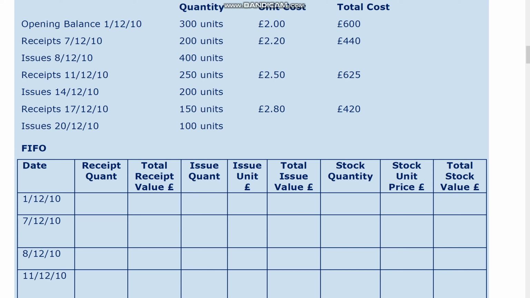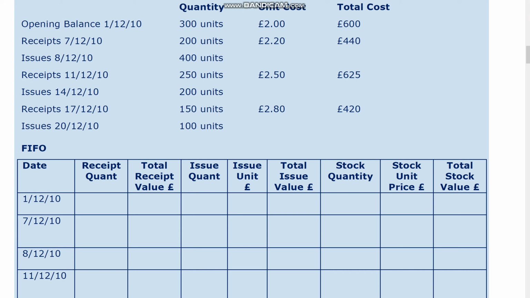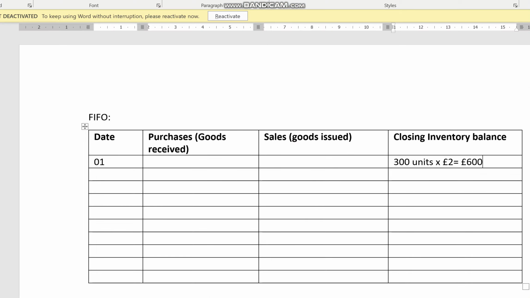First of all, we are going to use first in first out. So 300 units at 2. On the 1st of the month, they had 300 units at 2, or whatever the currency, not to worry too much about this. So that gives us a value of £600. Then the next transaction took place on the 7th, 200 units at £2.20, which gives us 440.